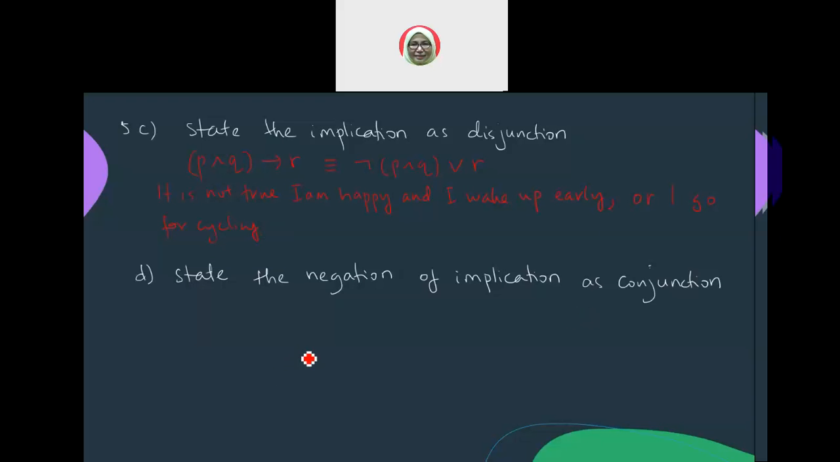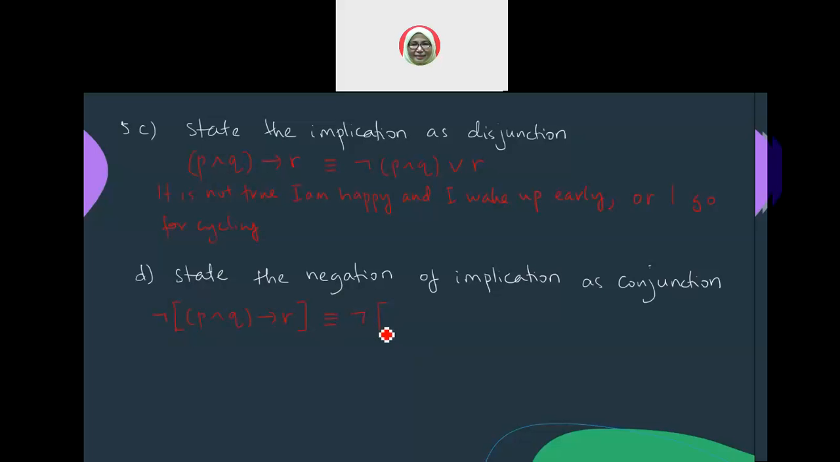Okay. So next one, state the negation of implication as conjunction. You want to state the negation of this implication, right? So you should write this way. Copy the implication statement, and then to get the negation, I just put not outside the bracket. Okay, let's simplify this statement.